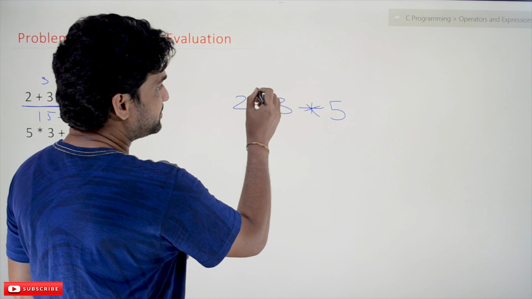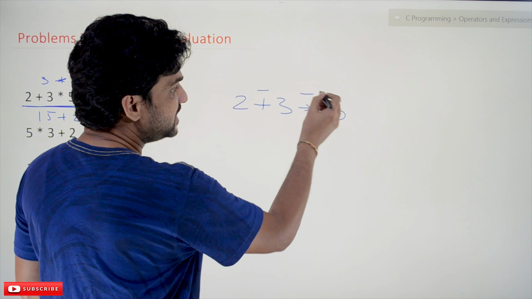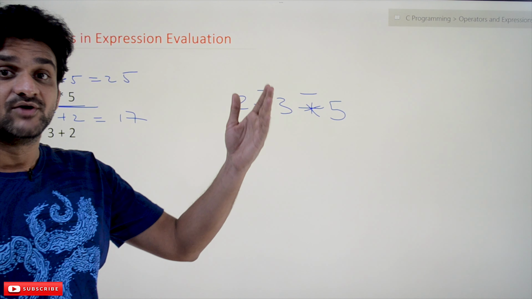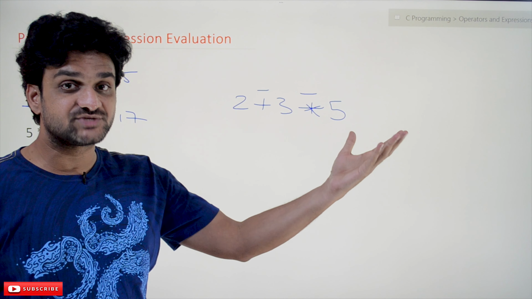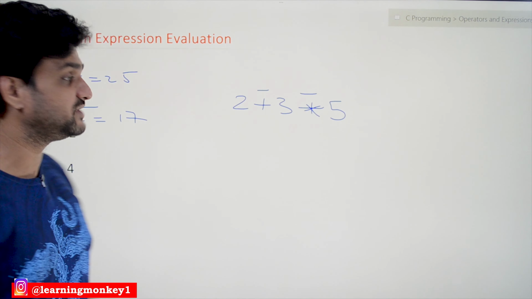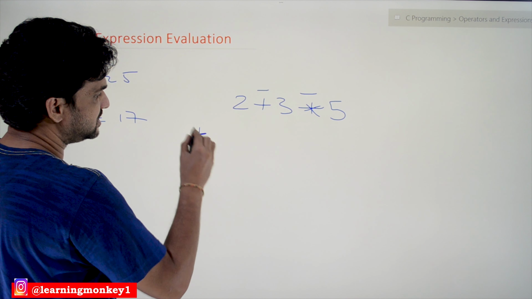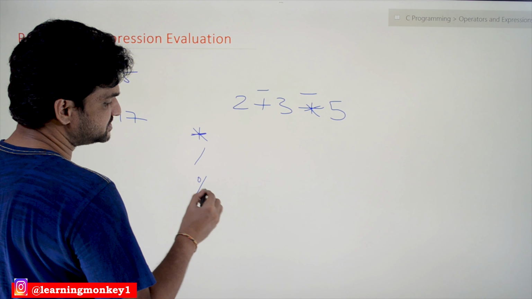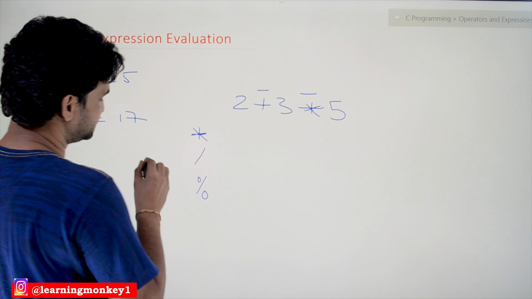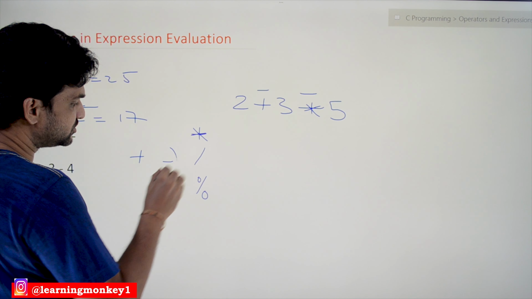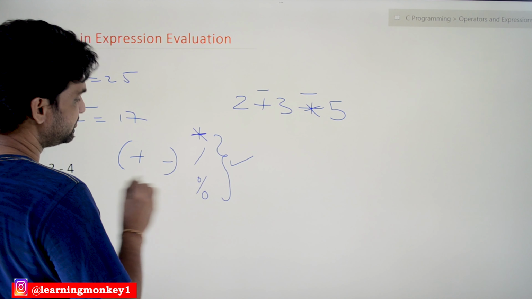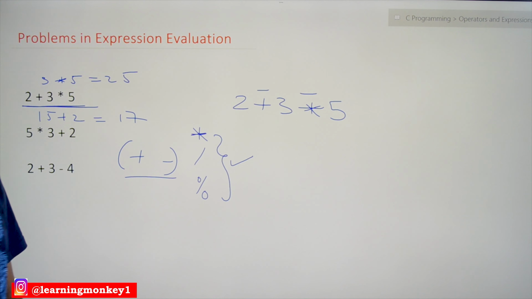Here we have two operators, one is the additive operator and the other one is the multiplicative operator. Which one has the highest precedence? We all know that the multiplicative operators have the highest precedence. What are the multiplicative operators? Product, division and modulus division. What are the additive operators? Plus and minus. So these multiplicative operators have higher precedence when compared to the additive operators.